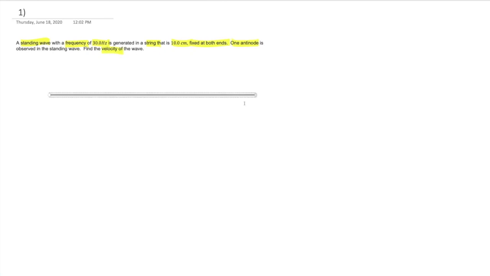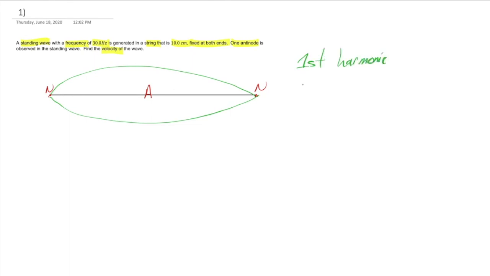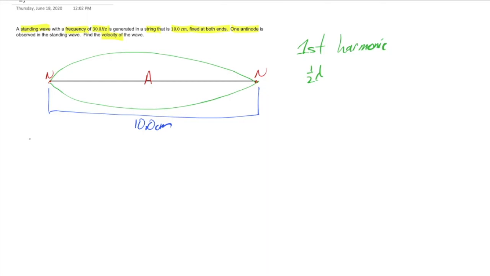So let's sketch it. Here's our string. We know that one antinode is observed, and since it is fixed at both ends, we have nodes on both sides. Therefore, what we have is our fundamental or our first harmonic, and that means we have 1/2 of our wavelength, because from node to node is 1/2 lambda. The other information we know is that the length here is 10 centimeters. So based on this information, we can solve the problem.